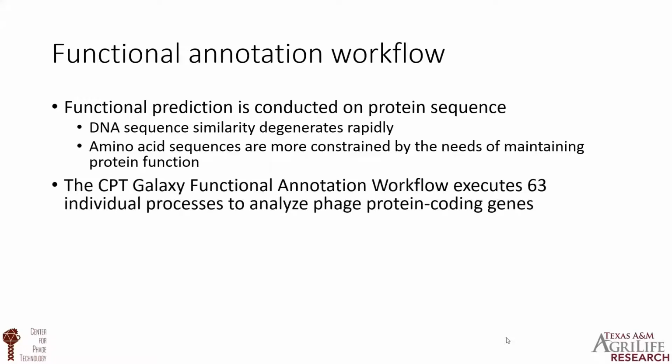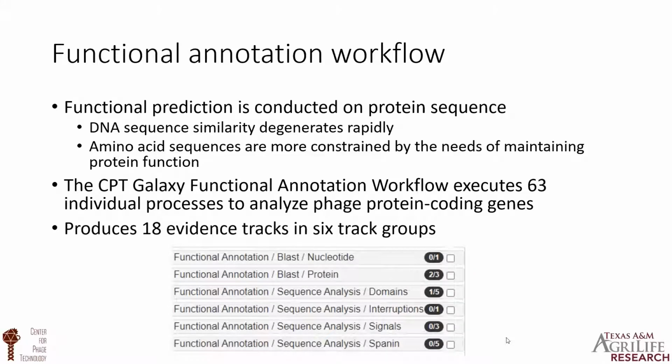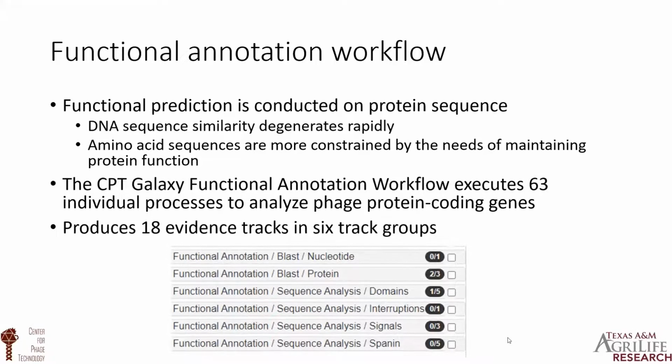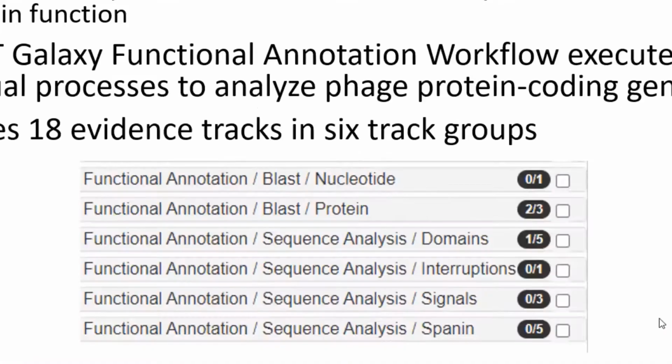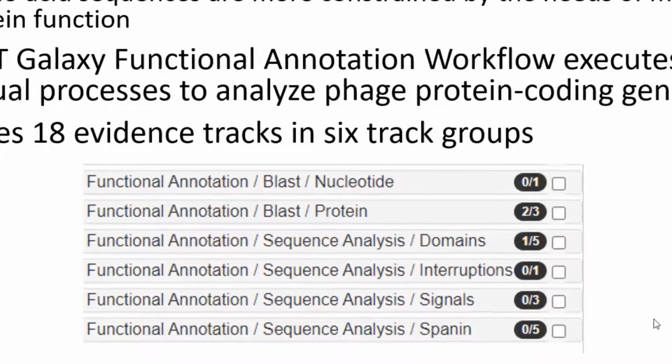The CPT Galaxy Functional Annotation workflow executes 63 individual processes to analyze phage protein coding genes. In the end, it will produce 18 evidence tracks in Apollo, and these are grouped into 6 track groups, which will appear in the CPT WebApollo platform.